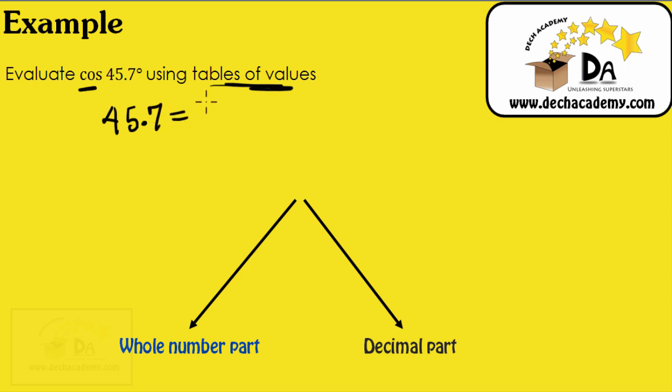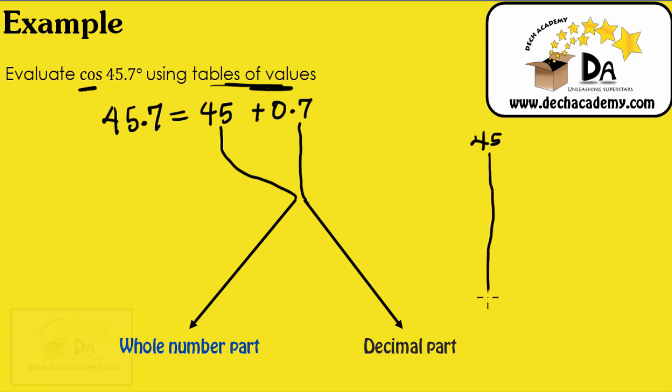45.7 is the same thing as 45 plus 0.7. This is the whole number part, 45, and the decimal part is 0.7. So what do we do? We go to the tables, locate the column containing 45, sort of highlight it, locate the row with 0.7, highlight that row. At the intersection, you'll find the cosine you're looking for.